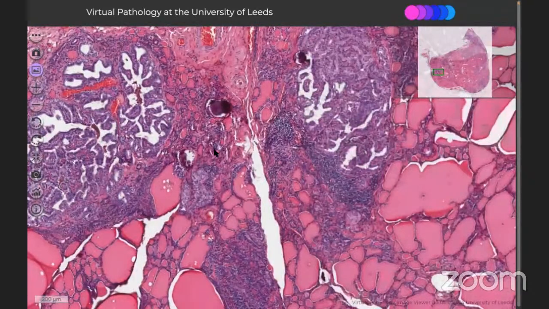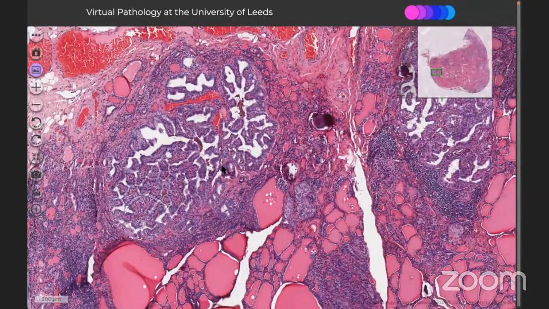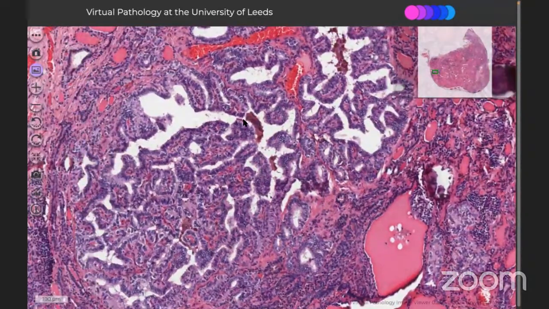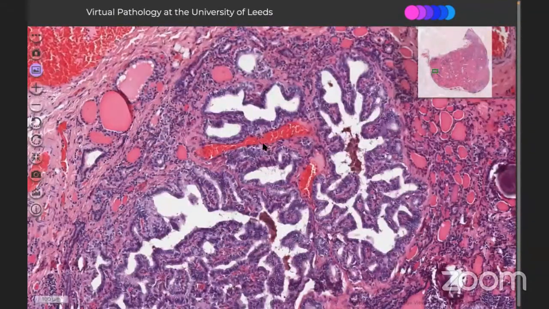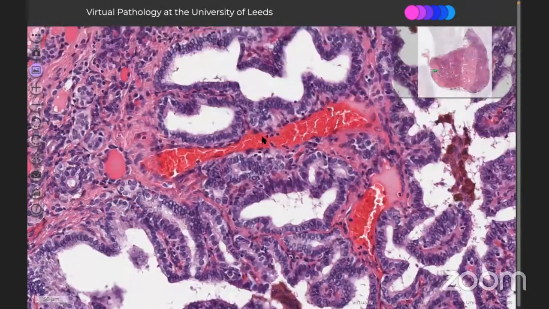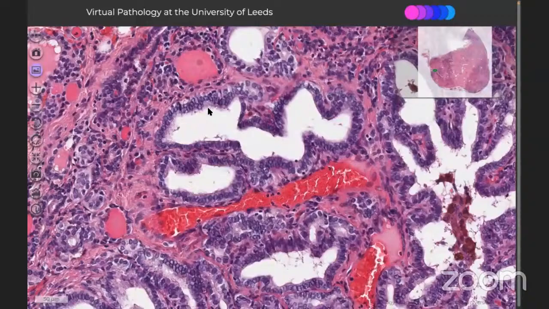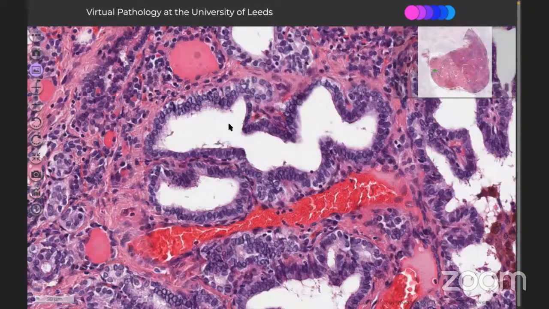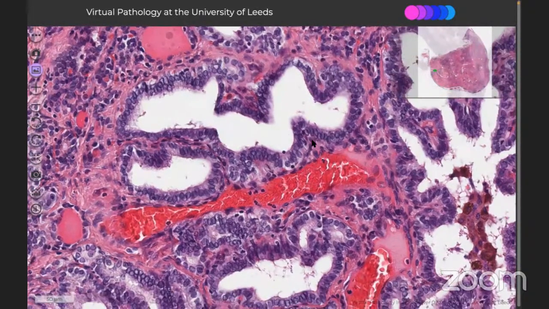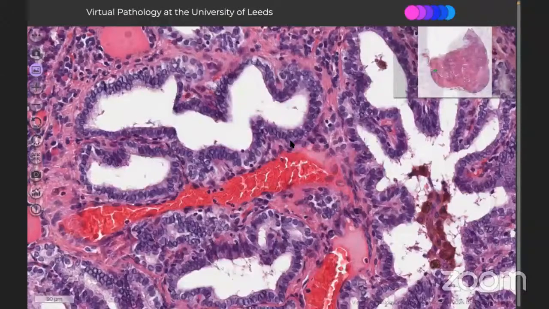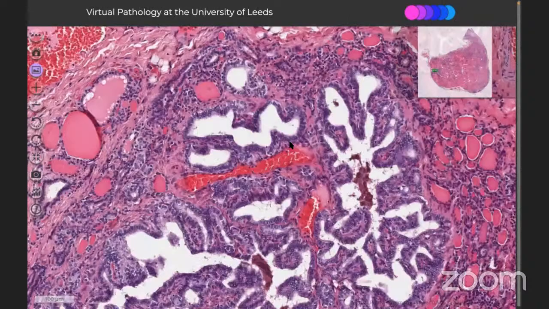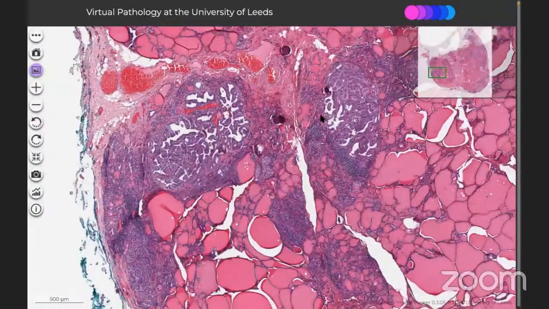So there are areas which have a papillary configuration, and there is presence of classical nuclear features of papillary thyroid carcinoma. So there is cellular overlapping. There is optically clear nuclei with salt and pepper chromatin. Nuclear grooving we can see. So this is quite a classical picture of papillary thyroid carcinoma, and there is multifocal presence.